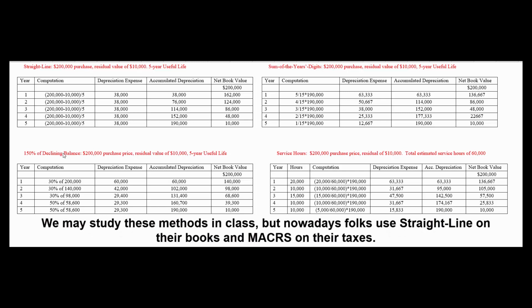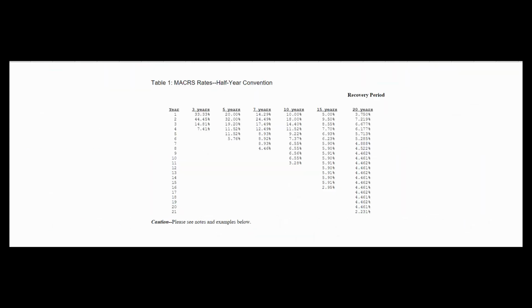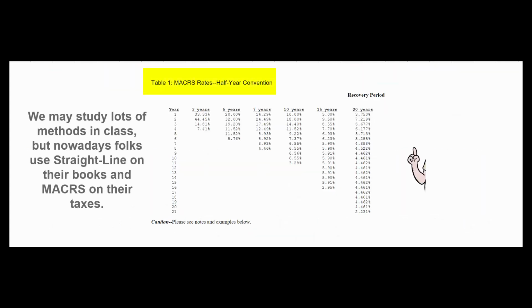So the IRS came up with their modified accelerated cost recovery system. And so nowadays we study these things in accounting class, sum of the year's digits, 150% of declining balance, service hours. But in reality, what's going to happen is on our books, we're going to use the straight line method. And on our tax returns, we're going to use the modified accelerated cost recovery system, which means you're going to simply look at a table from the IRS.